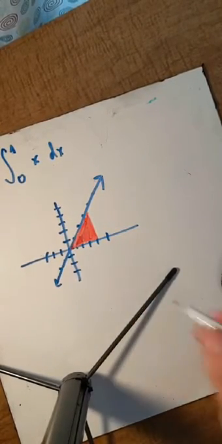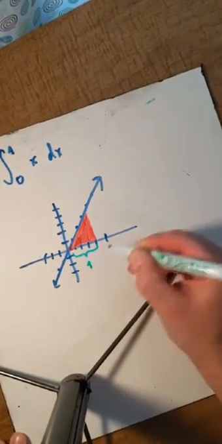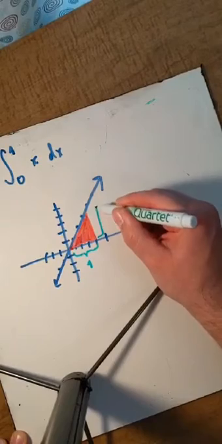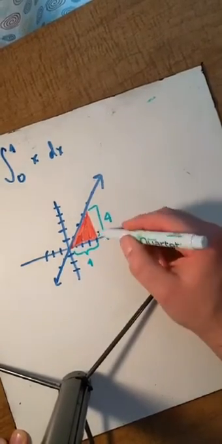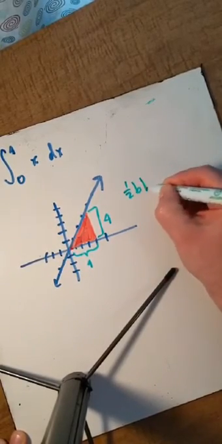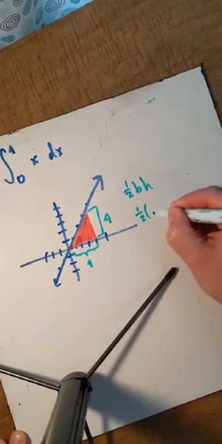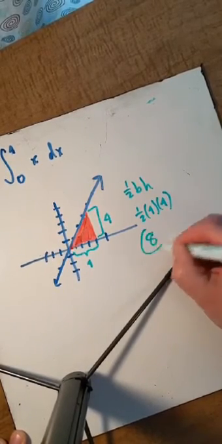Right triangle. This triangle has a base of 4 and then a height of 4, because it goes up 4 over 4, and a triangle is 1/2 base times height, so 1/2 of 4 times 4, 4 times 4 is 16, half of that is 8.